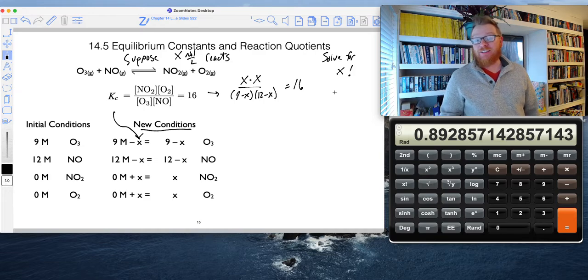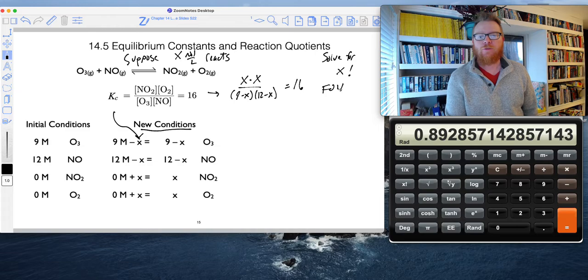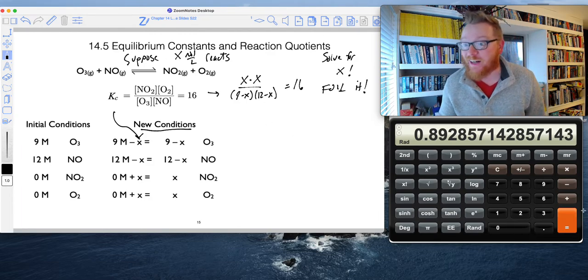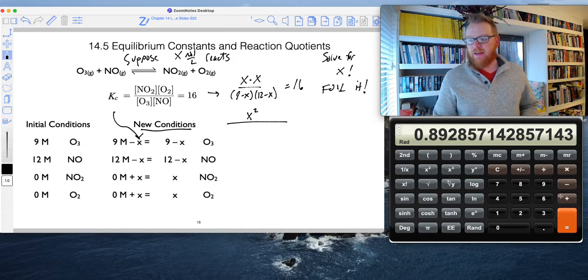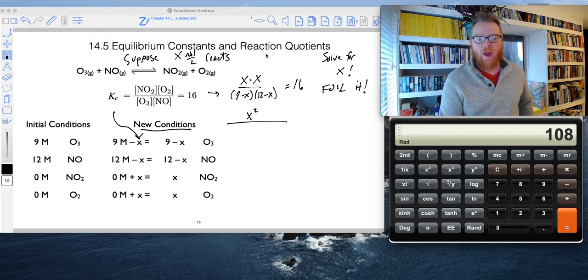Okay, so let's do that. The first thing we're going to want to do is rearrange this and expand this using FOIL: first, outside, inside, last. We're going to have to rearrange this into the form of the quadratic equation to solve it. So first, that's going to be an x squared on top. On the bottom, first is 9 times 12, and 9 times 12 equals 108.